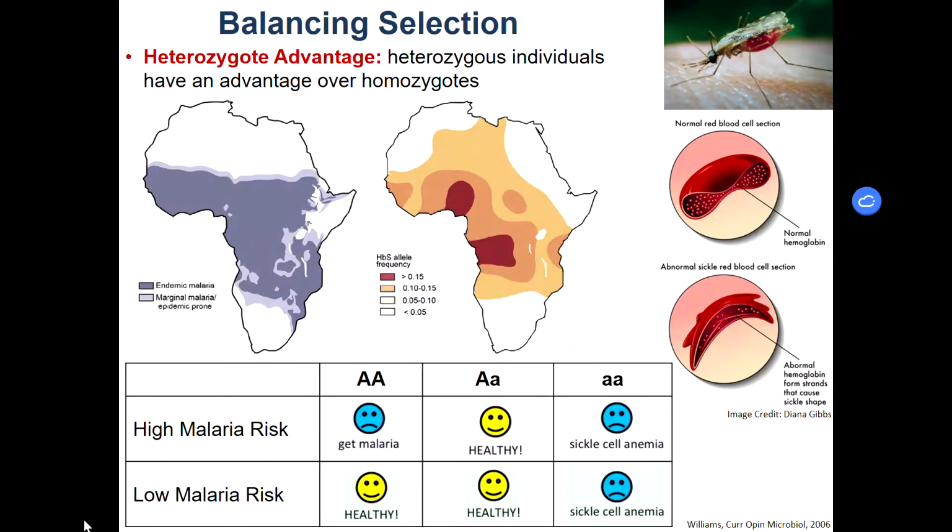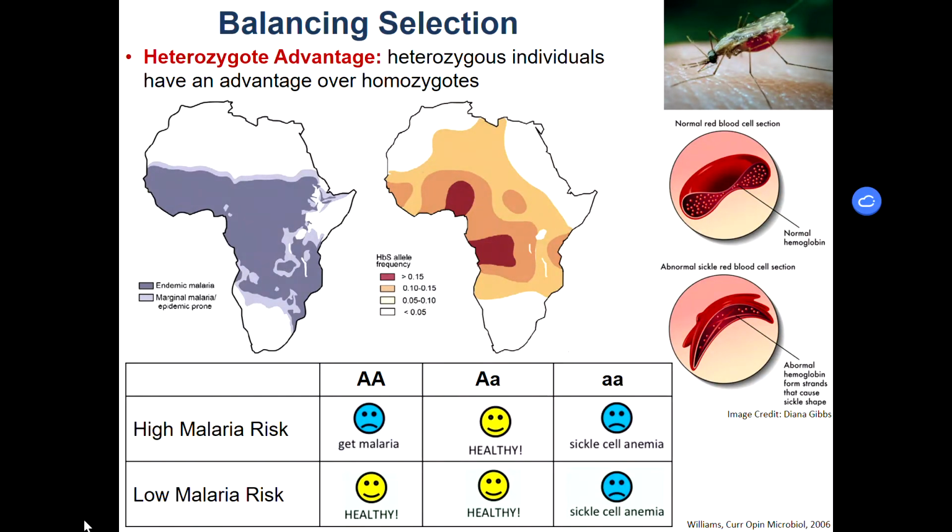If you live in a place like this, in Africa where malaria is endemic, getting malaria is very bad for you. It makes you not feel good because you're sick and you might die. But if you have 1 regular red blood cell allele and 1 recessive sickle cell allele, you have a combination of the normal hemoglobin cell and the sickle cell, which makes you less likely to get sick from the malaria parasite. So in areas where there is a high risk of malaria, having these heterozygote alleles gives you an advantage. You are more likely to survive and you're more likely to reproduce.